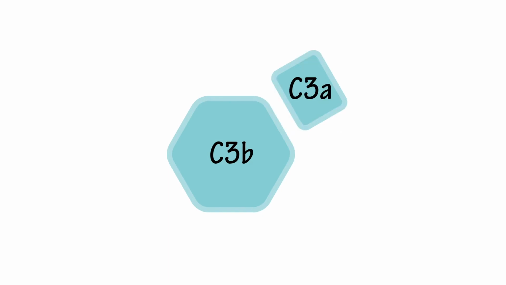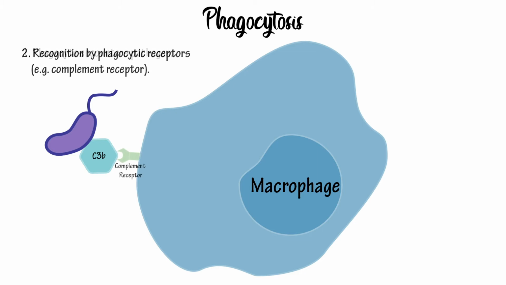We'll run through the complement system in another video, but for now, think of C3 as a protein that splits into an A and B subunit when it encounters a foreign pathogen. We'll get to the role of C3a later, but C3b sticks to pathogens and marks it for destruction by phagocytosis. Phagocytic receptors therefore induce phagocytosis.